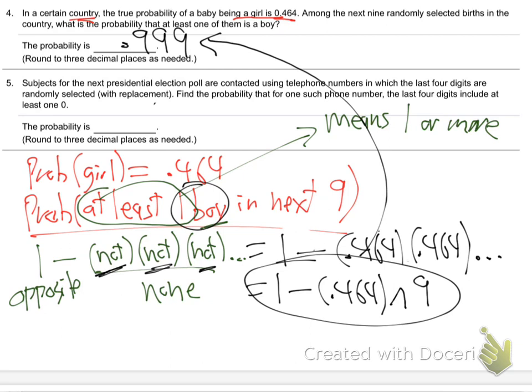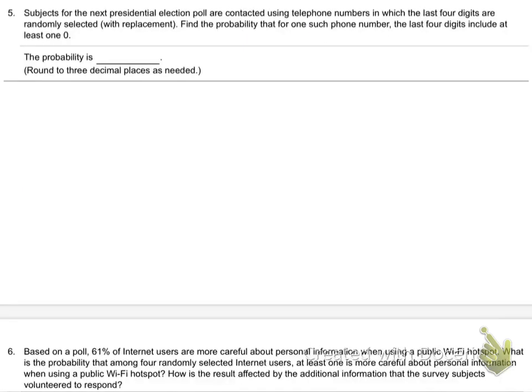It's going to be the same thing, a couple questions in a row here. Number 5. Subjects for the next presidential election poll are contacted using telephone numbers in which the last 4 digits are randomly selected. Find the probability that for one such phone number, the last 4 digits include at least one 0. What are they talking about? That's a bunch of fancy talk. They're saying the last 4 digits of your phone number. That could be whatever, 7823 or whatever, right?